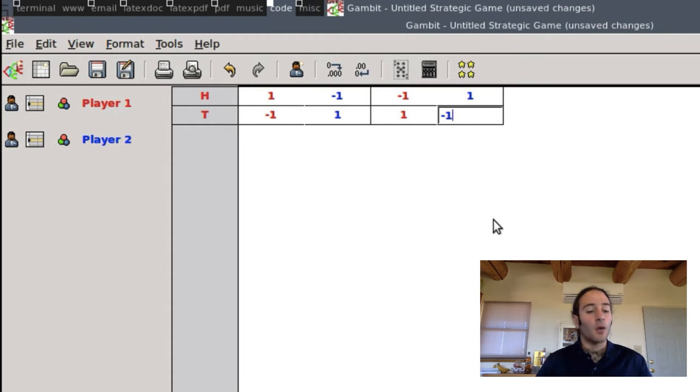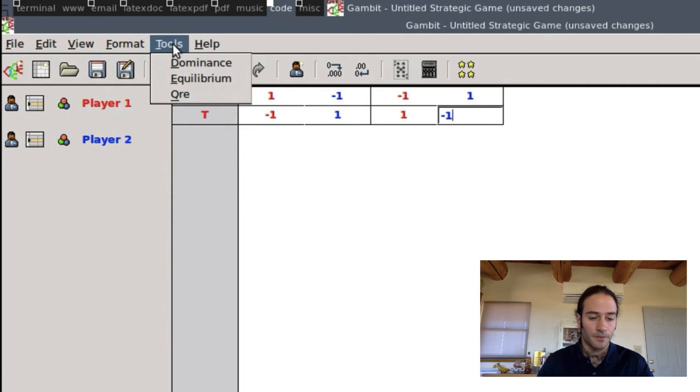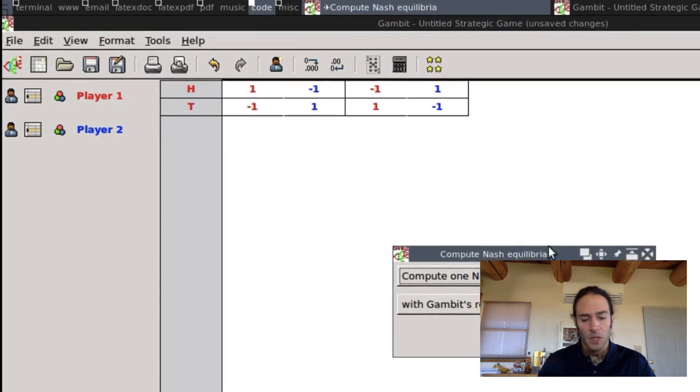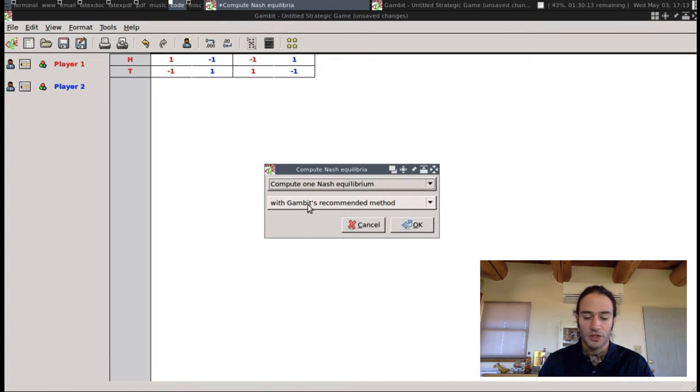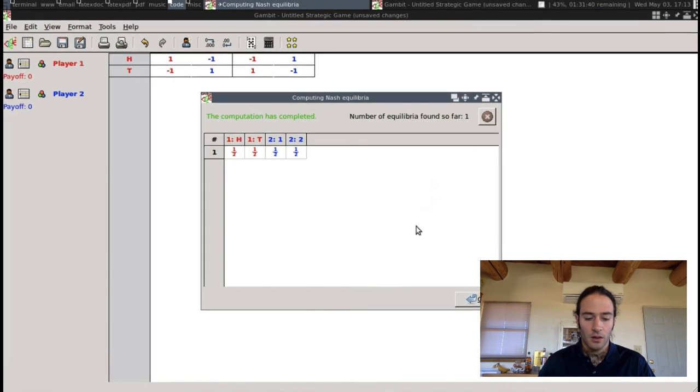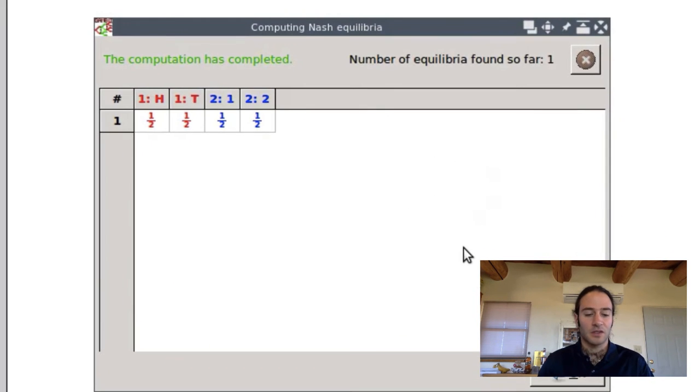Okay, now we want to ask Gambit to solve this game. So we go to Tools, Equilibrium. For now, we'll just compute one equilibrium, and I wouldn't worry too much about the method unless your games get really big or you're working in very difficult versions of sequential games. I wouldn't worry about this. We click OK, and hey, Gambit gives us a solution.